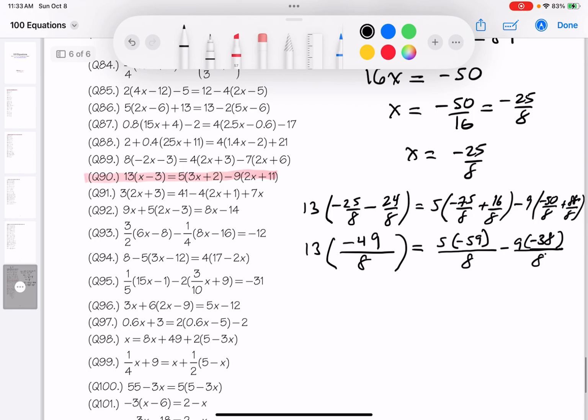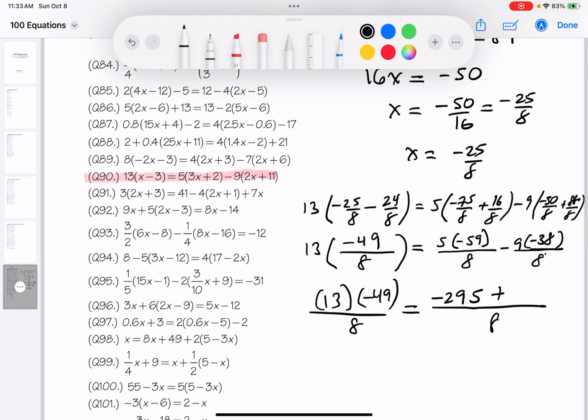All right, let's keep moving. Let's write this down now. So 13 times minus 49 over 8. I guess I should do some arithmetic, shouldn't I? 8. And let's see, 5 times 50, that's 250. And 45, 295. Let me just check that again. 5 times 50 is 250. 5 times 45 is 45. Oh boy, another big one. It's going to be plus. And I think I made a mistake somewhere.